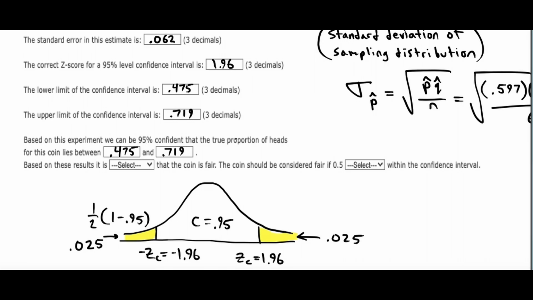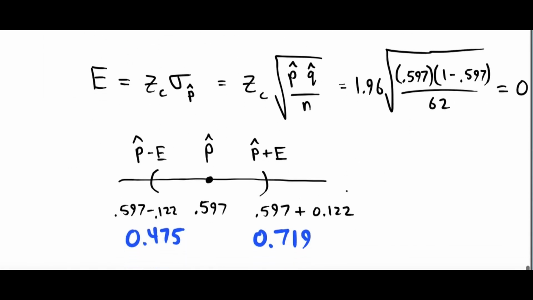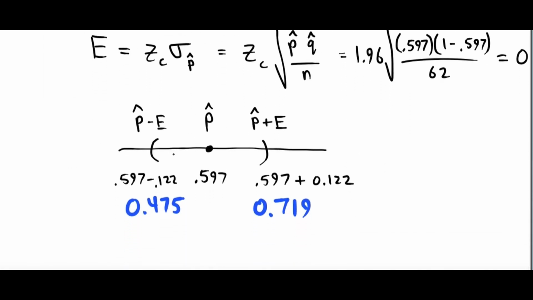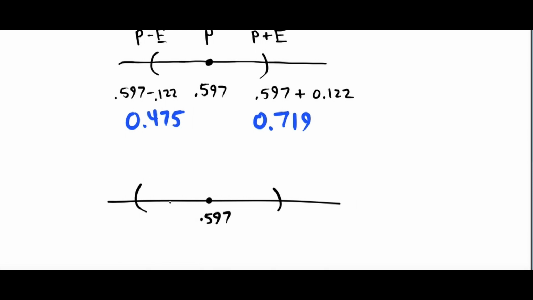We're 95% confident that the true proportion of heads is between 0.475 and 0.719. Based on these results, it is plausible that the coin is fair because that contains 0.5. The coin should be considered fair if 0.5 lies within the confidence interval, which it does. 0.5 would be somewhere over here. That is the fair coin probability.